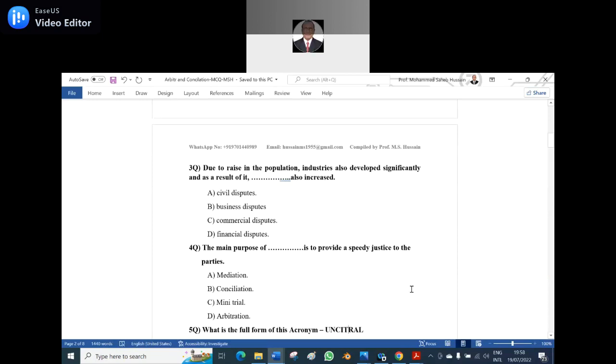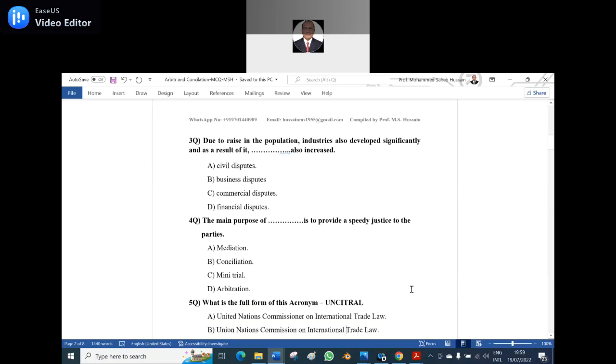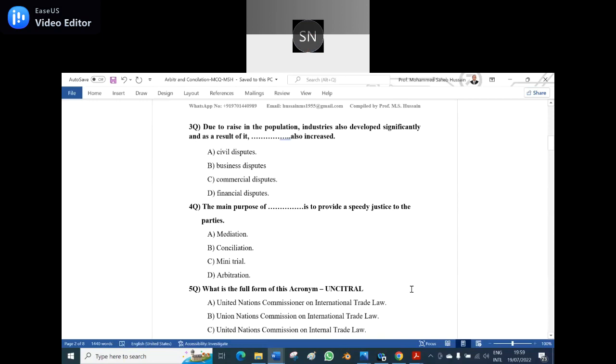Fourth, the main purpose of the dash is to provide speedy justice to the parties. A. Mediation. B. Conciliation. C. Mini trial. D. Arbitration. Mediation, sir. Is it mediation? No. Arbitration is the right answer.